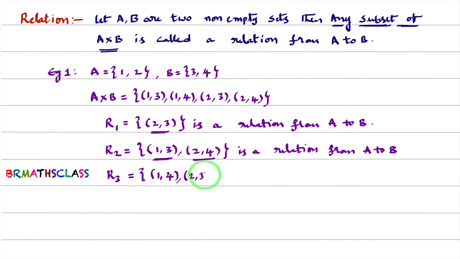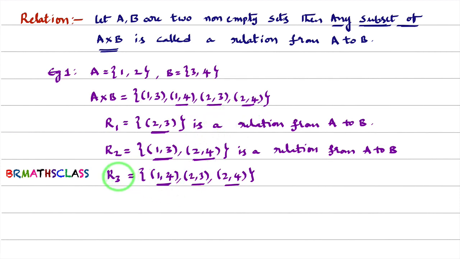Ordered pair (2, 3), ordered pair (2, 4). You observe, it is a subset of A cross B. Here ordered pair (1, 4) is there in A cross B. Ordered pair (2, 3) is there in A cross B. Ordered pair (2, 4) is there in A cross B.